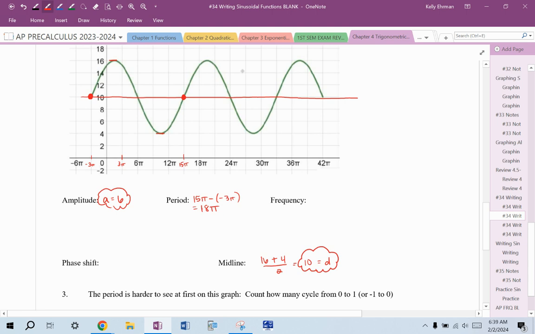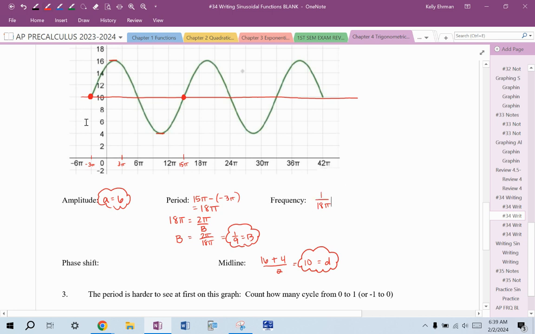So that's a distance of 18 pi. Remember, 18 pi is not the b value. We have to solve for b. So 18 pi is equal to 2 pi over b. Solve for b by multiplying b to this side and dividing 2 pi by 18 pi. So b is 1/9. There's our b value. Frequency, I don't need this to write my equation, but just to practice this, the frequency is the reciprocal of the period. So if the period is 18 pi, the frequency is 1 over 18 pi.